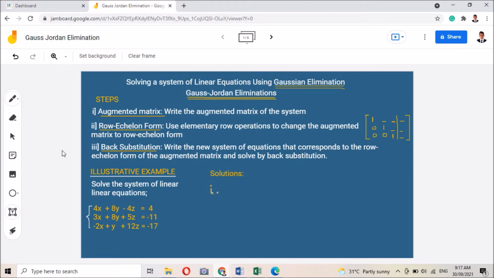Second is row echelon form, or REF. We need to use elementary row operations to change the augmented matrix to row echelon form. So what is the structure of row echelon form? On the left side, you have the leading coefficient 1, and the lower part of the matrix is all zeros. Step 3, back substitution. We need to write the new system of equations that corresponds to the row echelon form of the augmented matrix and then solve by back substitution.